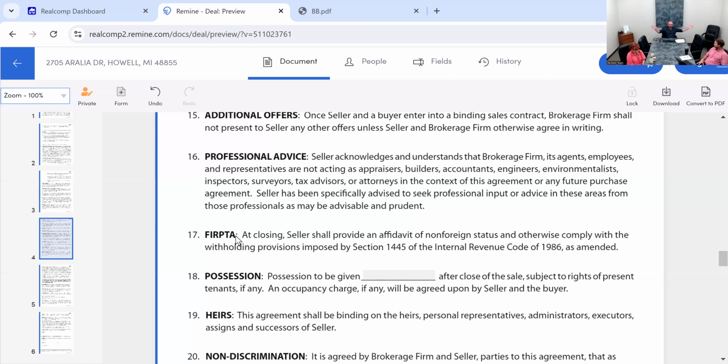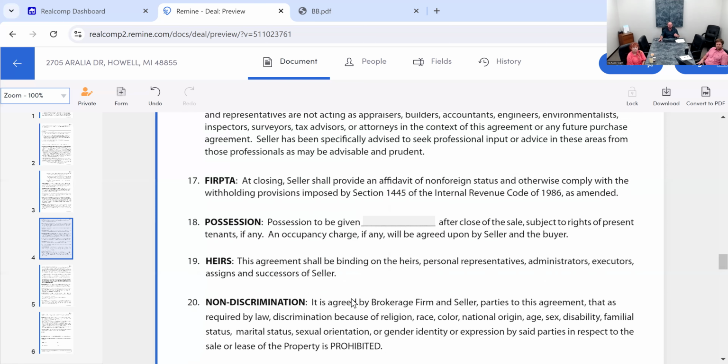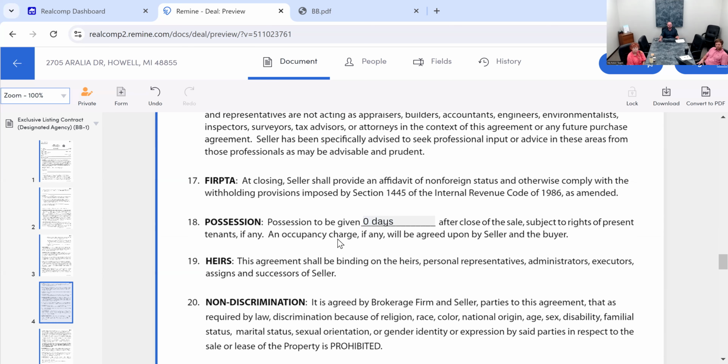Because if they were the type of people who did not want to sign this, it not being in the listing contract could be a problem, because at closing, they could say, hey, I was never told I was going to have to sign this document that I don't want to sign. So having it in here, and this is a longer six-page document than what we've been using, it does include things that maybe we should have been including this whole time. All right, possession to be given 0 days after close of the sale, subject to rights of present tenants, if any.